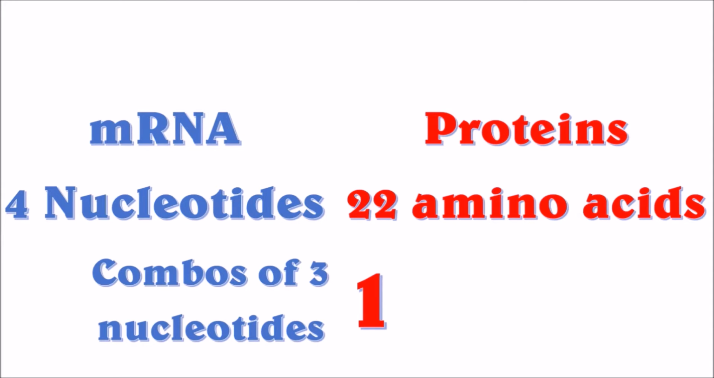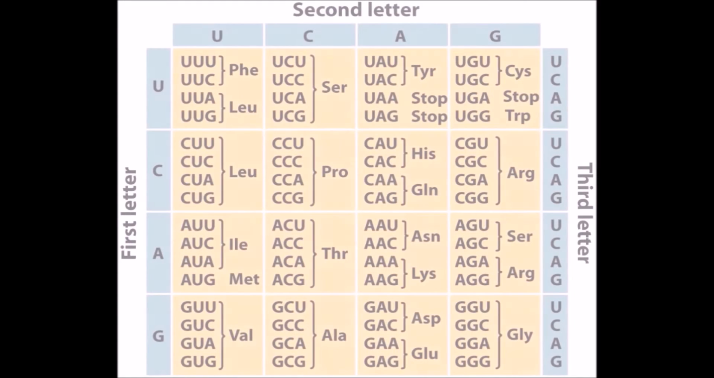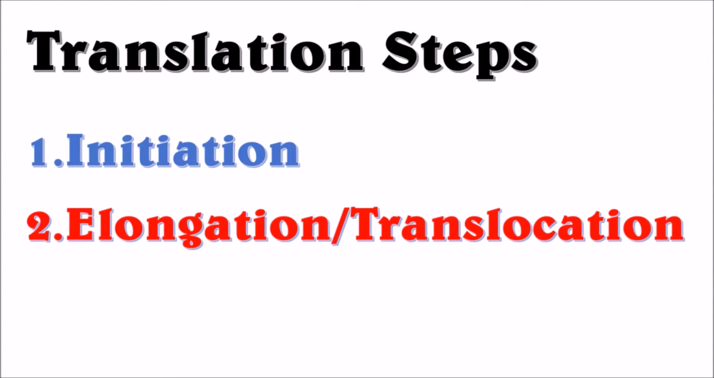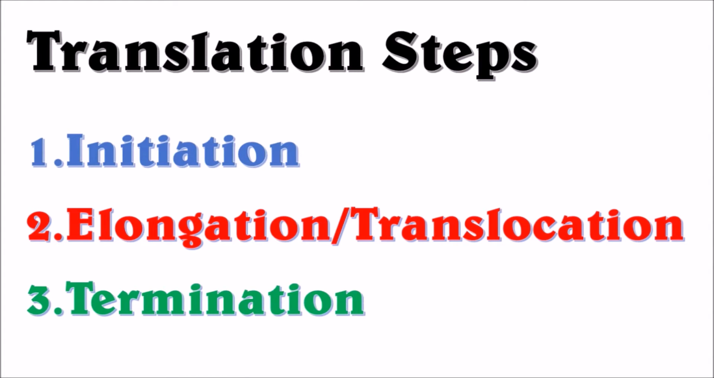The genetic code is sort of like a conversion table where each combination of 3 nucleotides is decoded into an amino acid. Each combination of 3 nucleotides is known as a codon. To decode codons and make proteins, we undergo the process of translation. Translation has 3 major steps. The first step is initiation. The second step is elongation, but there's also a slight movement known as translocation that is also crucial for this step. And then finally, we have termination.